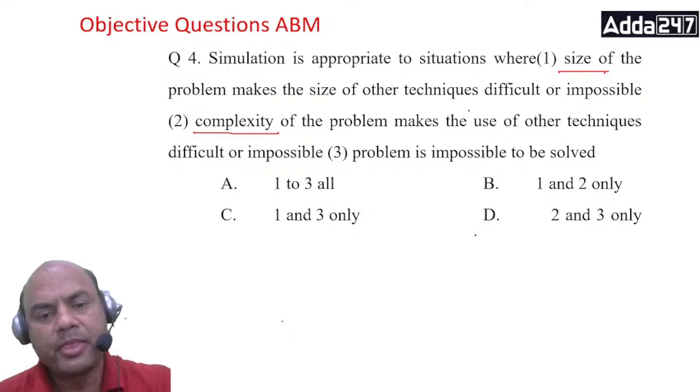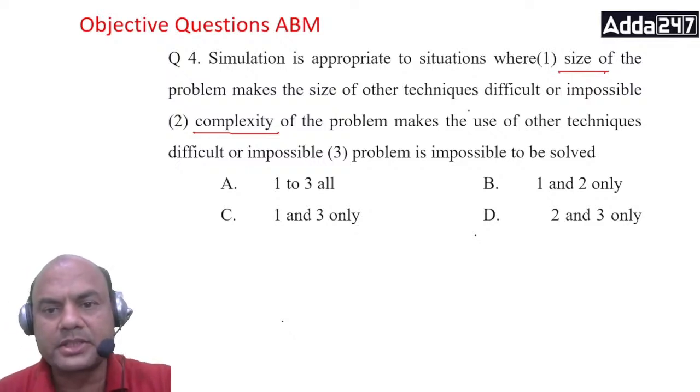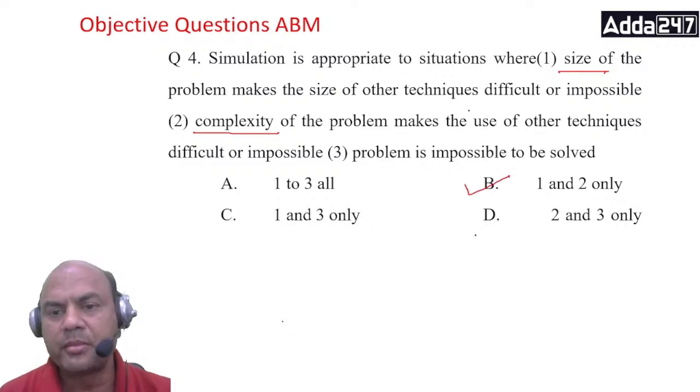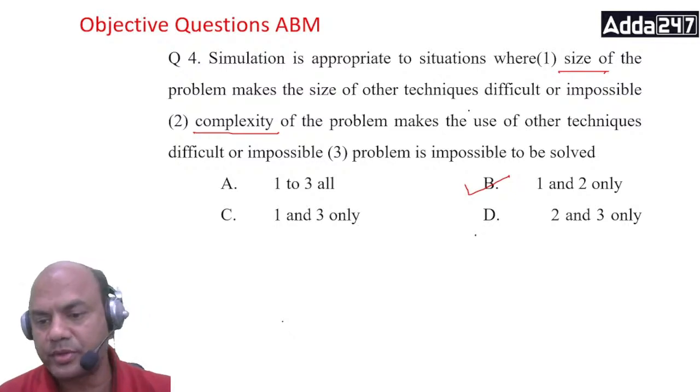Yeah, the answer is correct. Type in the comment sections. Yes, the answer is B, 1 and 2 only, because 3 can't be the answer. You can't have any problem in finance which is impossible to be solved. Okay.